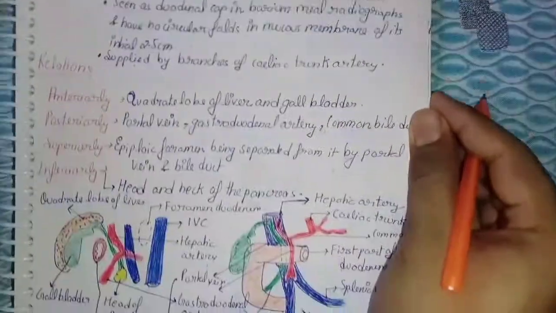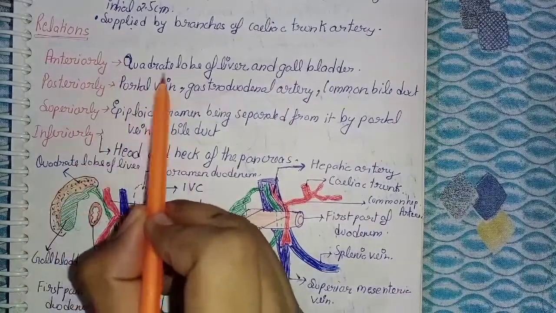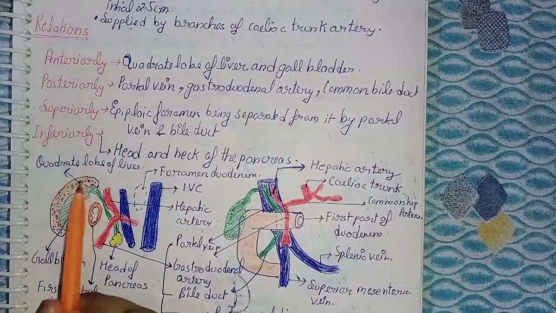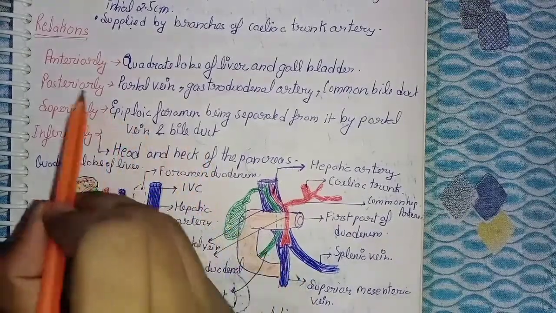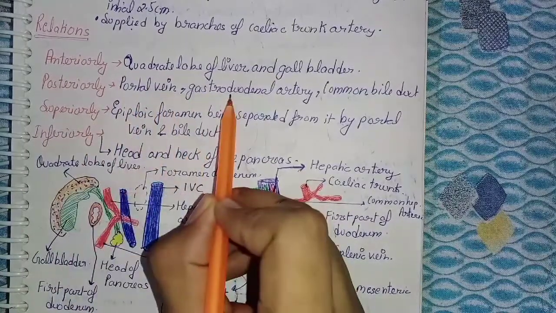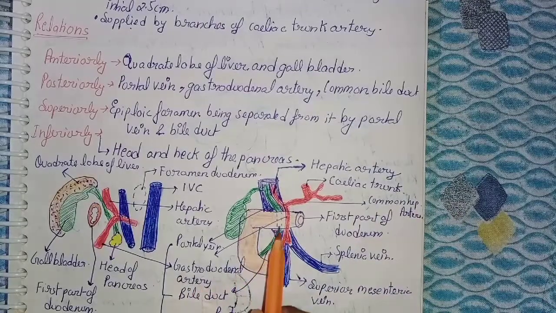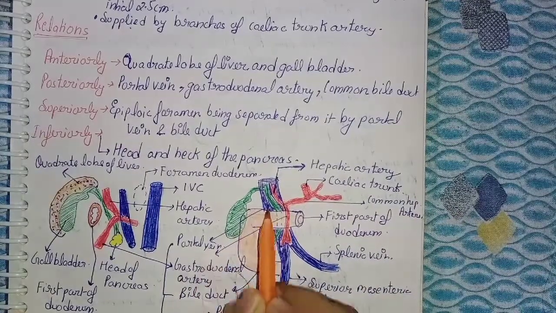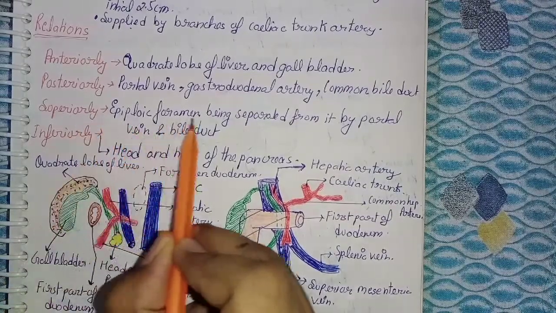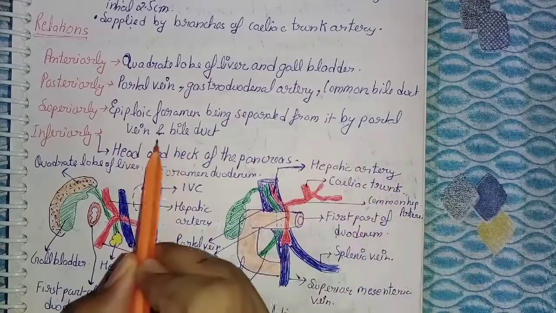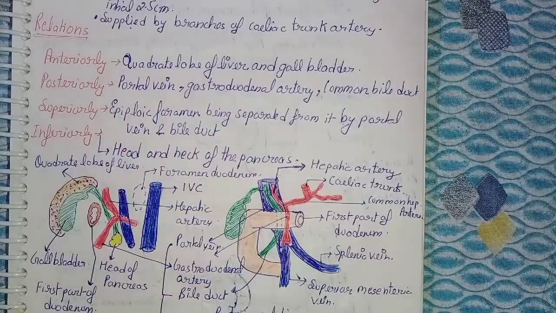Now coming to the relations, as you can see in the diagram, the relations are clearly mentioned. On the anterior surface, there is quadrate lobe of liver and the gallbladder. This is the anterior relation. Now coming to posterior relation, portal vein, gastroduodenal artery and common bile duct. You can see gastroduodenal artery here, portal vein here, and bile duct here. Superiorly, epiploic foramen, being separated from it by the portal vein and bile duct, and inferiorly the head and neck of the pancreas. So these are the relations of first part of the duodenum.